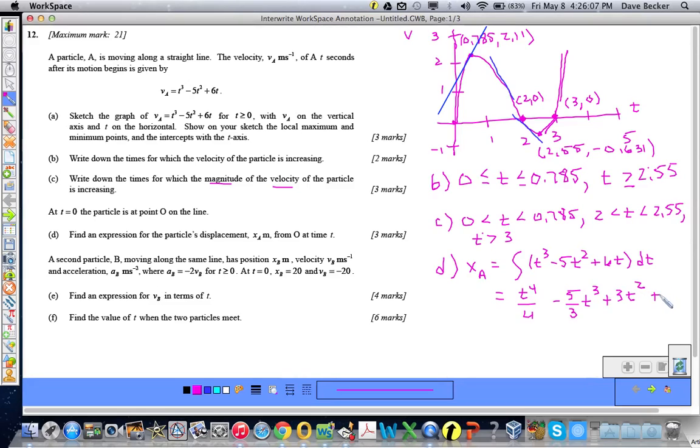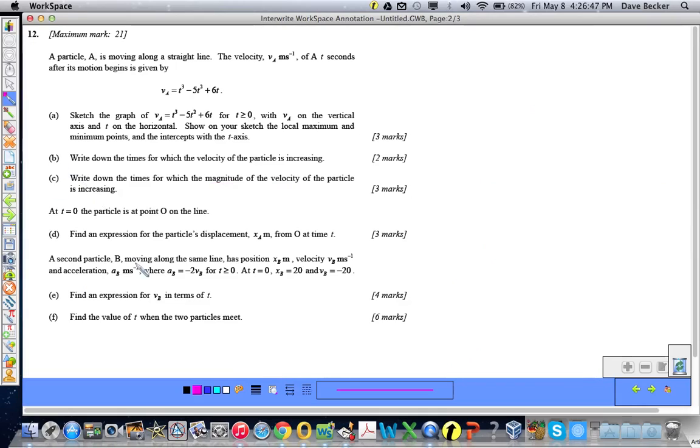plus c. Okay. And we're also told right here at t equals 0 the particle is at point 0 on the line. So we know that s of 0 is equal to 0, which implies that the constant is equal to 0. So that means that x sub a finally is equal to t to the 4th over 4 minus 5/3 t cubed plus 3t squared. And that's it. Okay. And now for the last two, I'm going to go to the next page.